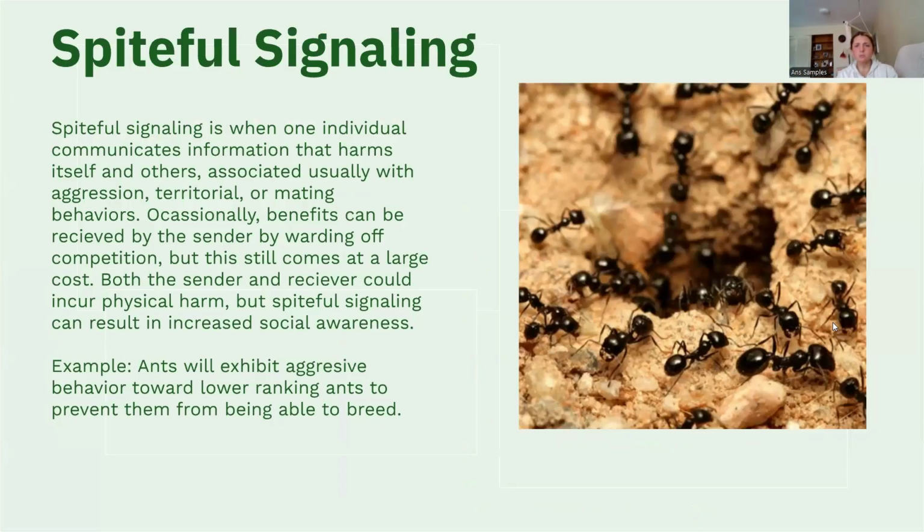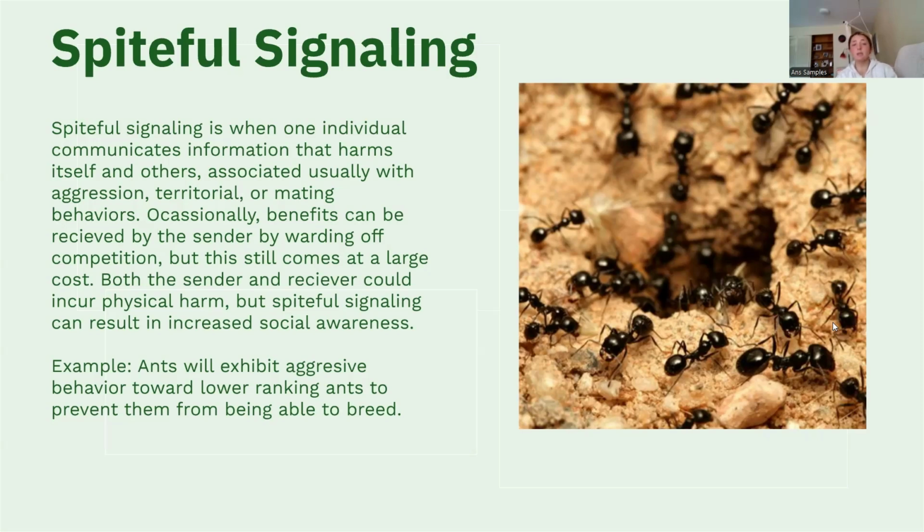Our last form of signaling is spiteful signaling. This is really interesting. Humans do this, and it's interesting for sure. But spiteful signaling is when an individual communicates information that's harmful to itself and others. A lot of this is associated with aggressive behaviors, being territorial, breeding. Occasionally, benefits for the sender can be that they're warding off their competition. But this still comes at a large cost, as they can incur physical harm if they're picking a fight. Also, the receiver could incur physical harm if they decide they want to play tough, right?